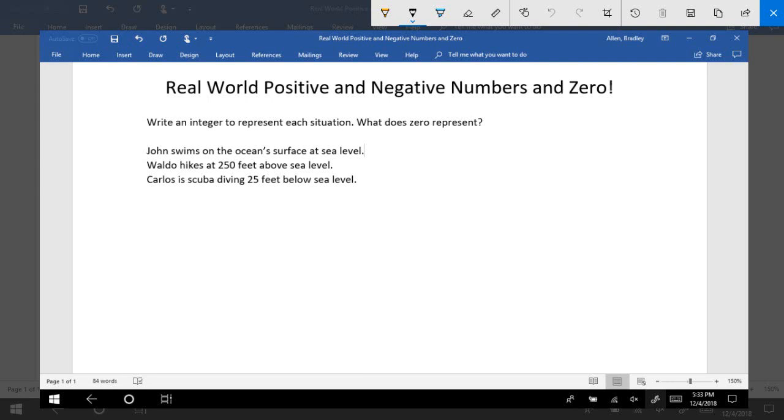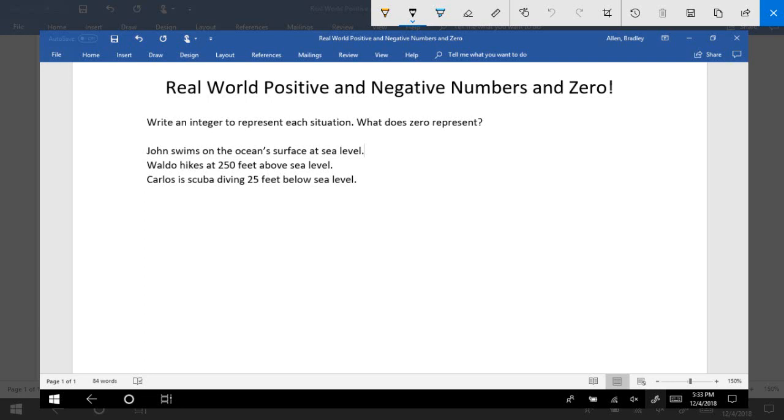Hey everyone, today we're going to be talking about real world positive and negative numbers and zero. So what that means is today we're going to be talking about how in every situation in life you can represent it using a negative or positive number. Okay, so we're going to go through just two situations, and maybe after we go over these two situations you will start seeing more numbers in your life, more positive and negative numbers, and how it might apply to you.